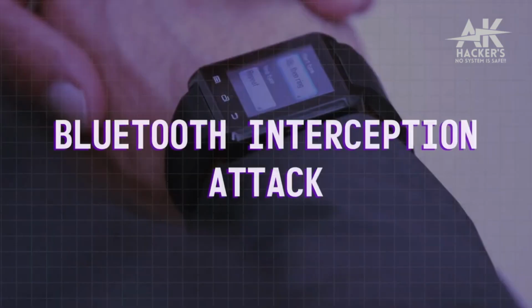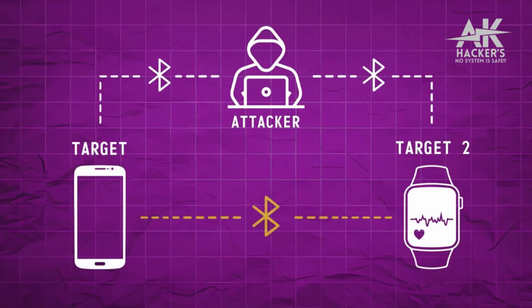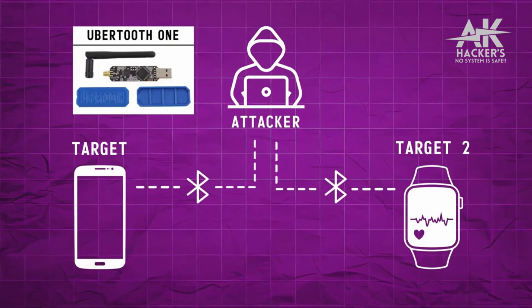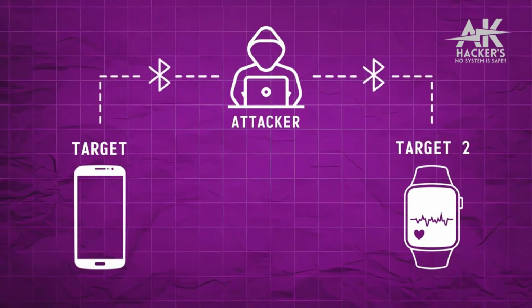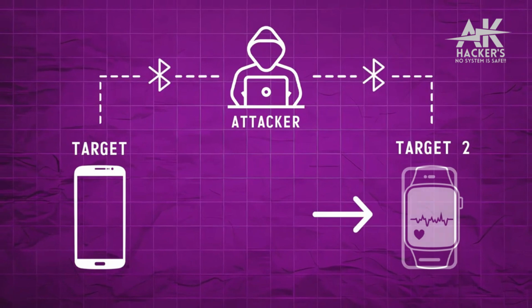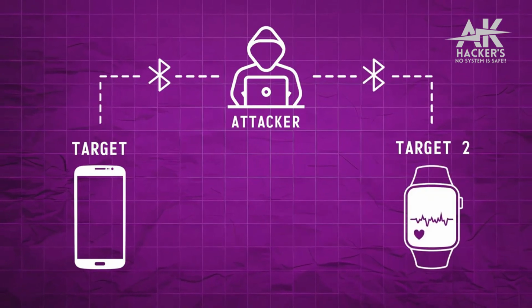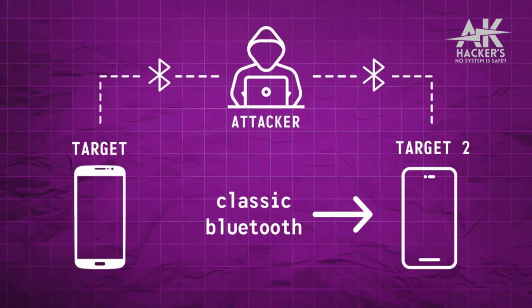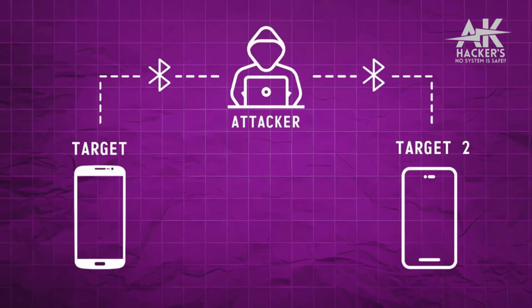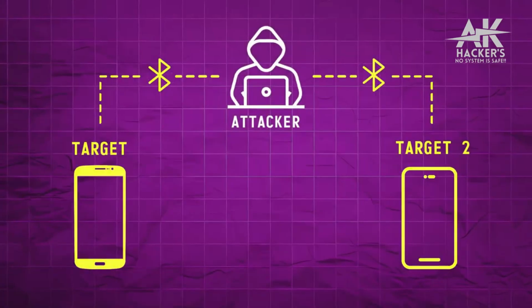Number 4 on our list is a Bluetooth interception attack. Here an attacker basically places themselves in between two communicating devices using a tool like Ubertooth One, and then sniffs or captures the traffic between them using Wireshark. Now the reason why I've included a heartbeat sensor here, instead of using another smartphone or laptop, is because this attack is usually done on devices that use something called BLE or Bluetooth Low Energy technology, and if I kept a device that used classical Bluetooth here, an attacker would need to use a much high-end device like the Bluetooth Analysis Explorer, in order to sniff their traffic effectively.